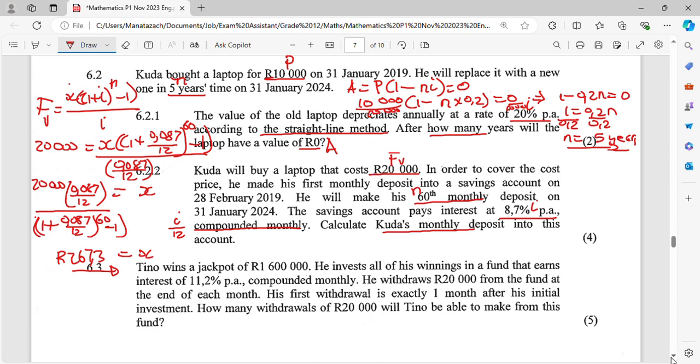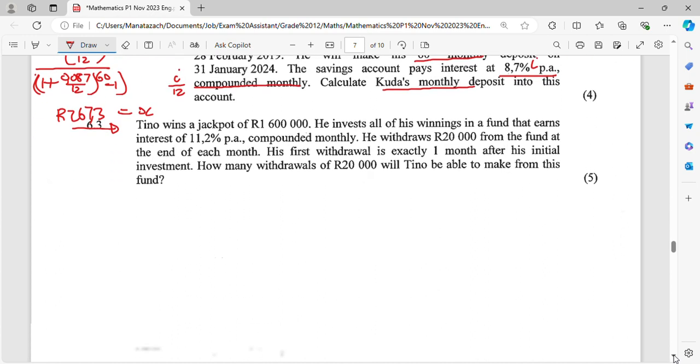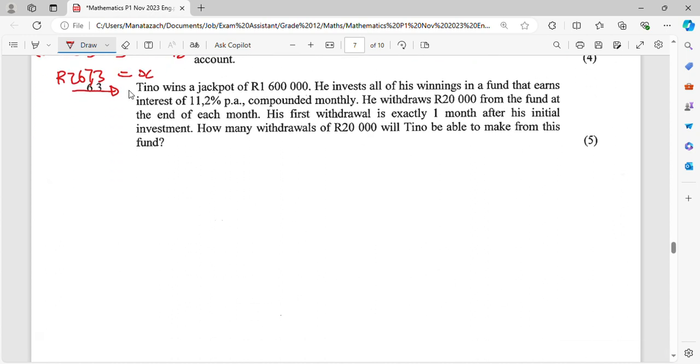Now let's go to the final question for today. It says Tino wins a jackpot of 1.6 million. So you'll notice that this is the amount that is happening currently, so that's going to be the present amount. He invests all of his winnings in a fund that earns an interest of 11.2% compounded monthly. So here we go again with compounding monthly. So you know that this is an I. This I will be divided by 12 in our formula.